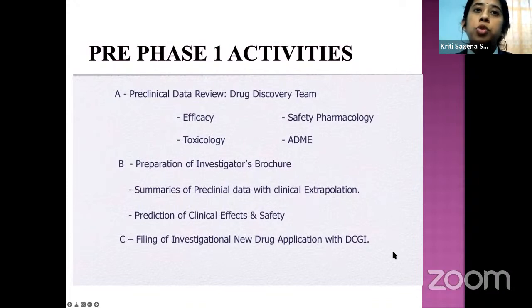The investigator's brochure also includes the prediction of clinical effects and the safety. And third, and the most important part, that is filing of investigational new drug approval with DCGI. Globally, US FDA is the governing body. In India, CDSCO, the Central Drugs Standard Control Organization, is the governing body, and the Director General of CDSCO, that is DCGI, Drug Controller General of India. He is the one licensing authority in India who permits you for clinical trials.